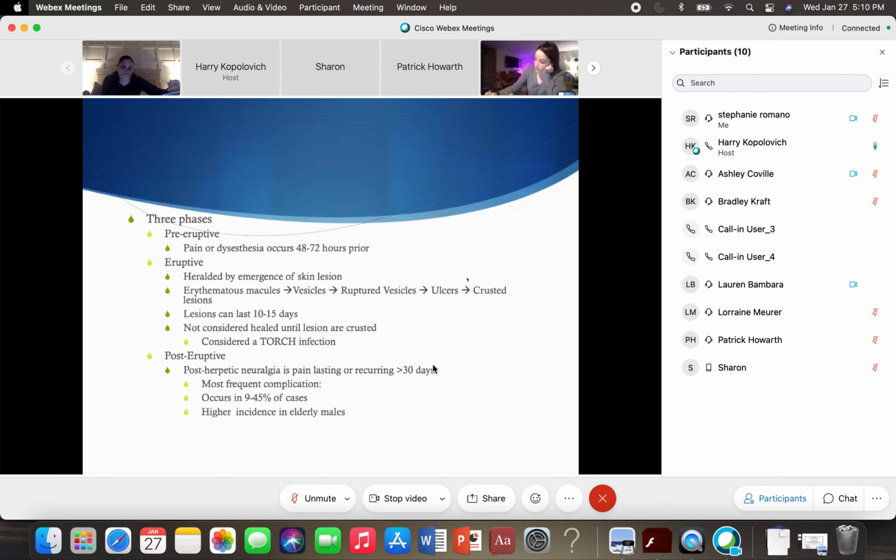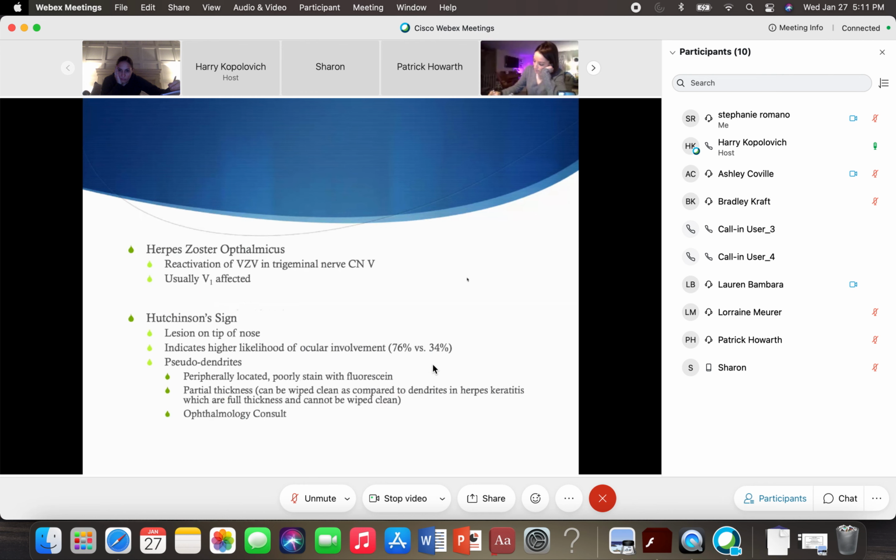The post-eruptive phase is sometimes what we'll see patients coming back to the ER for. Postherpetic neuralgia is pain that lasts in that same distribution where they had the prior zoster for greater than 30 days. It's the most frequent complication that can occur as a result of having infection with zoster. And it occurs in a pretty large percentage of individuals, 9 to 45% of all cases of zoster. It tends to have a higher incidence in patients that are elderly and male.